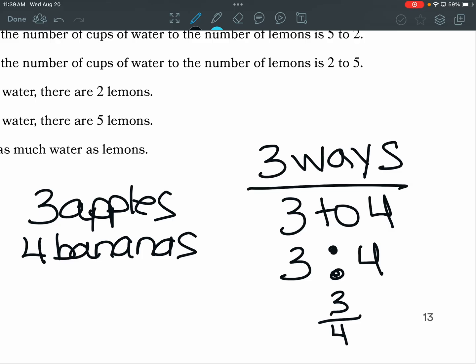So those only work if I'm saying apples to bananas, right? What if I changed it to bananas to apples? What would my ratio then be? They would flip around, 4 to 3. Okay. What if I want to blow your minds? What if I say bananas to total fruit? All of them. So it'd be 4 to 7. You see how you can combine the bananas and apples together. Okay. All this stuff is coming up.